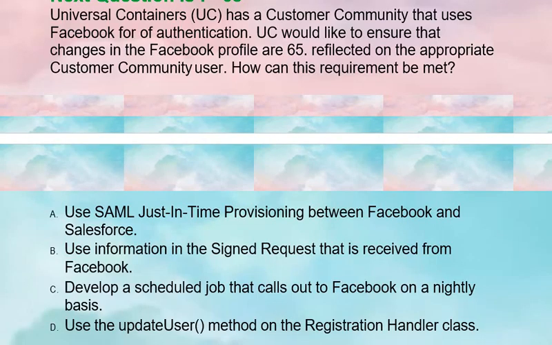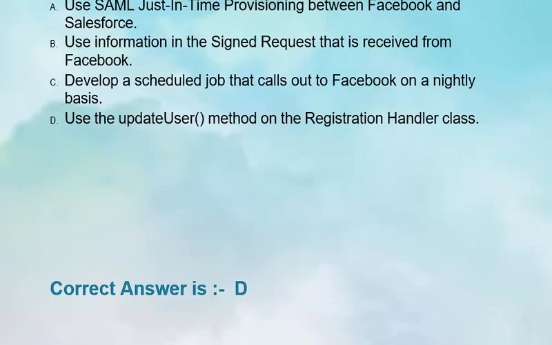Option A, use SAML just-in-time provisioning between Facebook and Salesforce. Option B, use information in the signed request that is received from Facebook. Option C, develop a scheduled job that calls out to Facebook on a nightly basis. Option D, use the updateUser method on the registration handler class. Correct answer is option D.